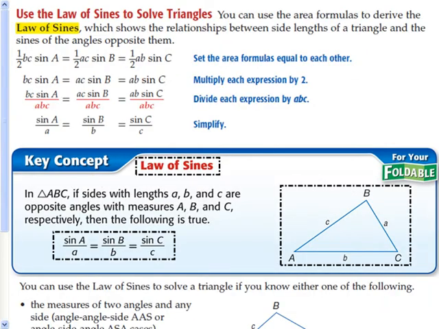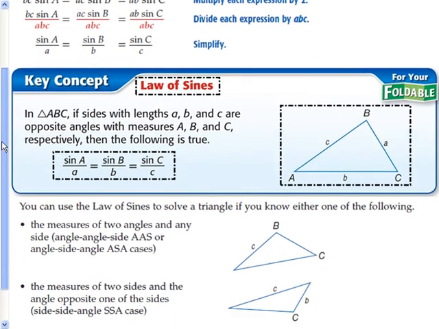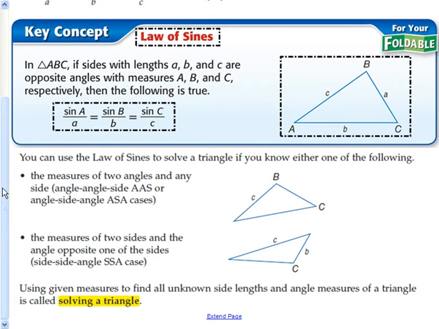And then we have the law of sines. Again, anything that is in a dotted box, you want to copy that down. And we can use the law of sines to help us solve triangles. Now, when we do this, though, you always want to make sure that you are starting with the biggest angle.